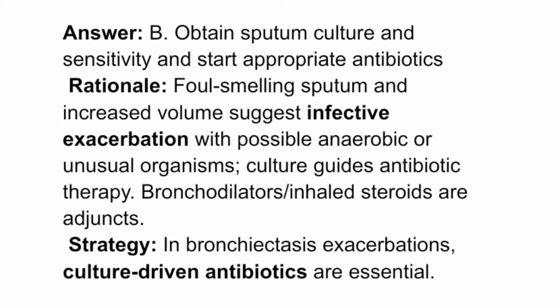Answer: B. Obtain sputum culture and sensitivity and start appropriate antibiotics. Rationale: foul-smelling sputum and increased volume suggest infective exacerbation with possible anaerobic or unusual organisms. Culture guides antibiotic therapy. Bronchodilators/inhaled steroids are adjuncts. Strategy: in bronchiectasis exacerbations, culture-driven antibiotics are essential.